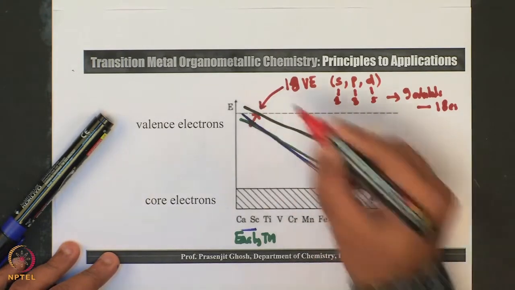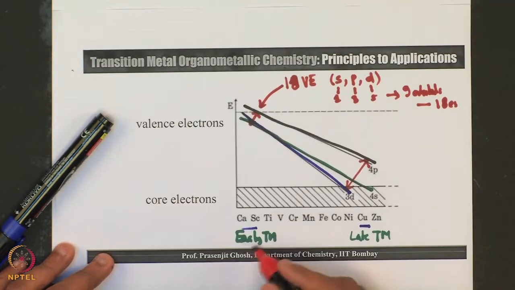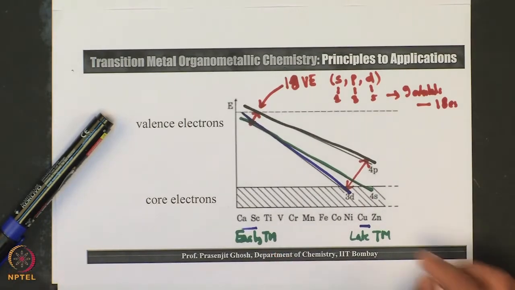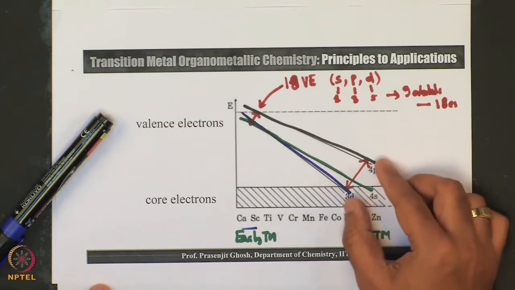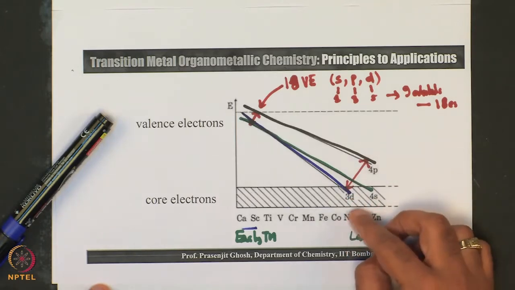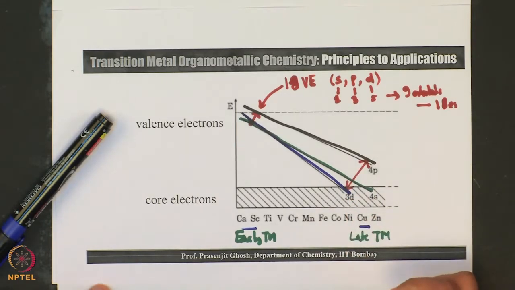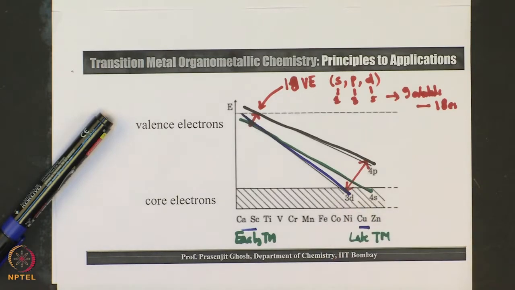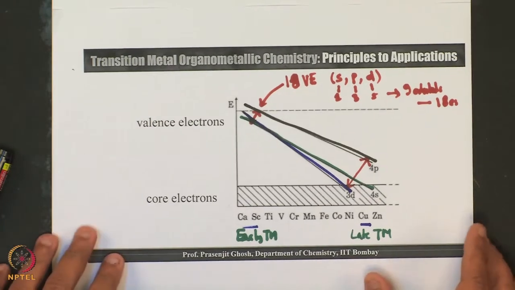So that is more possible in the early transition metal domain, whereas in the late transition metal domain, because of these large energy gaps, such participation of orbitals becomes difficult, and d orbitals become more core like and inert in nature relative to the s and p, and hence it accounts for lower valence electron coordination complexes.